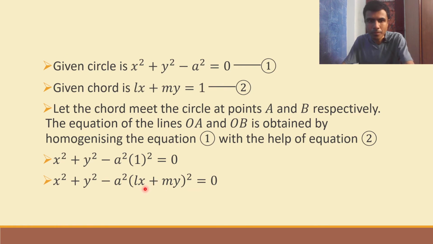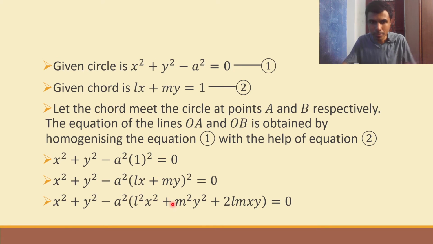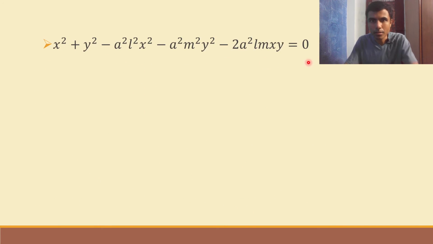Expand the square. L square x square plus m square y square plus 2lmxy. That's what I am going to get. Now next, multiply this a square: minus a square l square x square, minus a square m square y square, minus 2 a square lmxy is equal to 0. This is the equation that you are going to get.